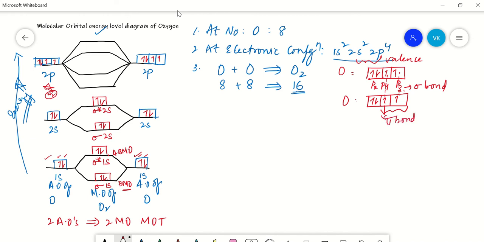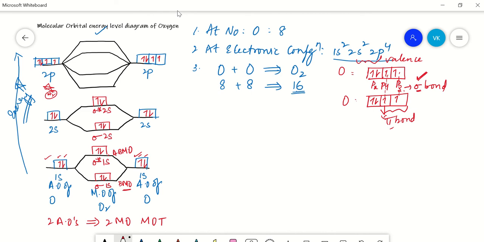Now, as I said in the nitrogen case, as more pi bonds are present and it's a half-filled electronic configuration, the pi molecular orbitals will come down, lower in energy than the sigma bond. But here, one sigma bond and one pi bond are formed, so they are equally shared, and when equally shared, we consider which is the stable bond. Coming to the stable bond, the sigma bond is more stable than the pi bond.